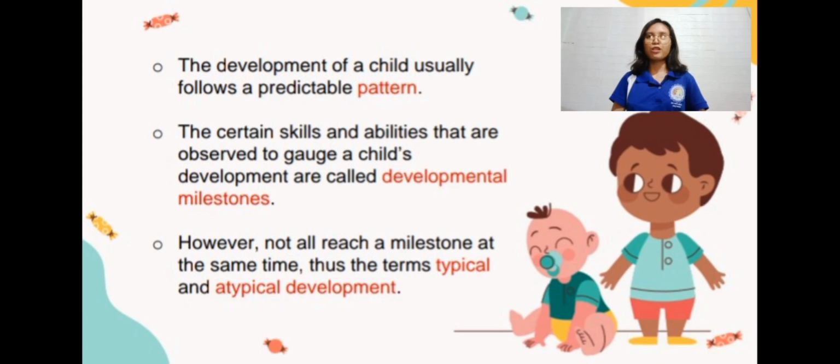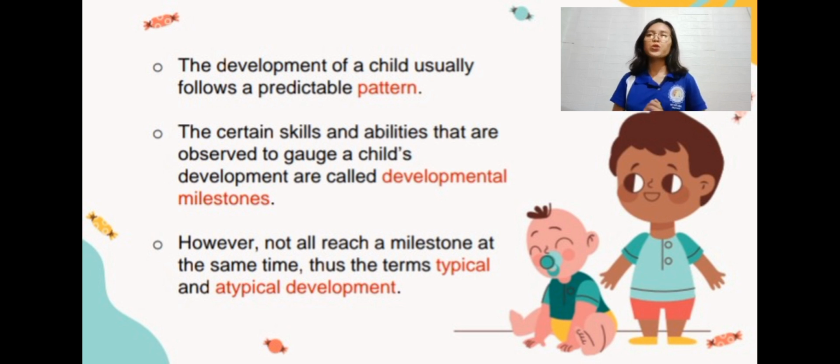Let's proceed to typical and atypical development. The development of a child usually follows a predictable pattern. Most children will develop at the same rate and at about the same time as other children. The certain skills and abilities that are observed to gauge a child's development are called developmental milestones. Examples of these are sitting, babbling, and following instructions. However, each child is unique. With this, not all reach a milestone at the same time. Thus, the terms typical and atypical development.